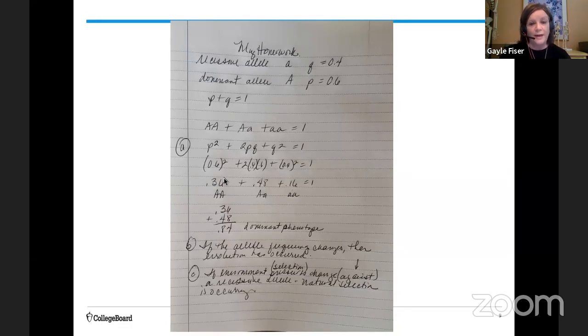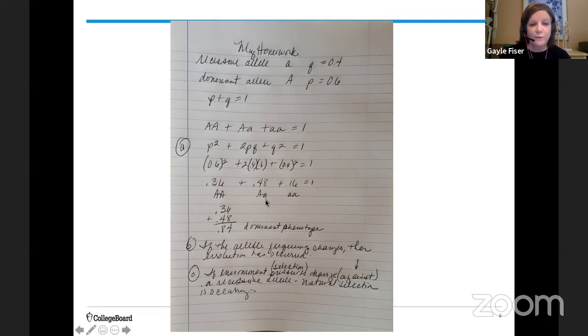Now, what I get is a frequency of 0.36 for big A big A, 0.48 for big A little a, and 0.16 for little a little a. Now, if I was dealing with a population of 1,000 people, that would mean that 36% of the population was big A big A, so that would be 360 people.